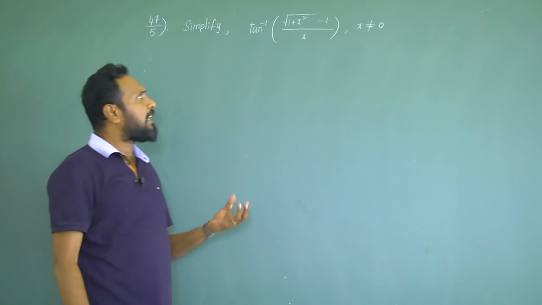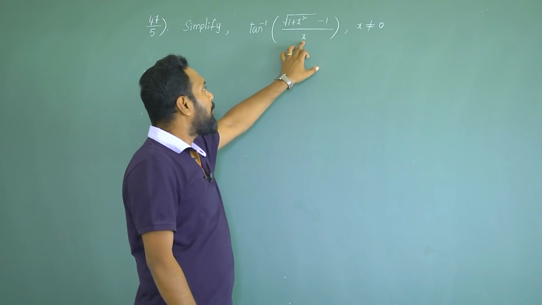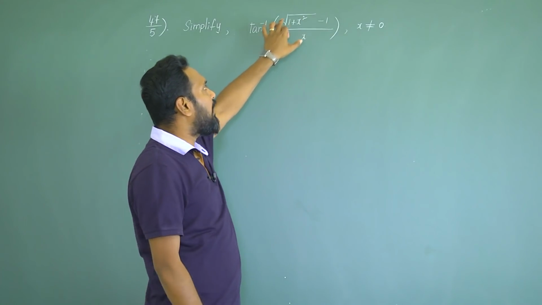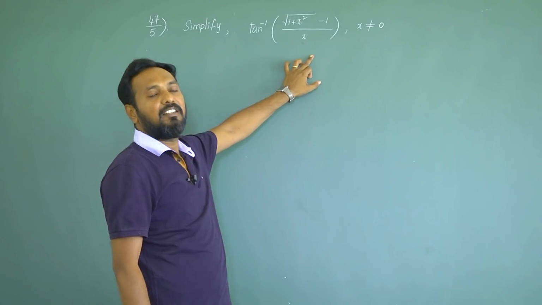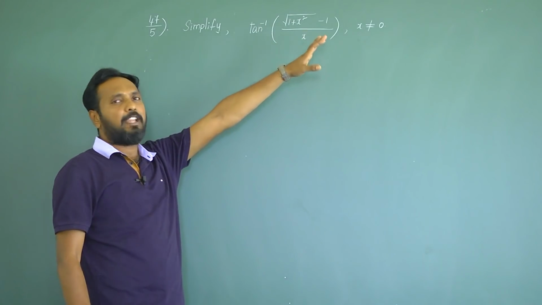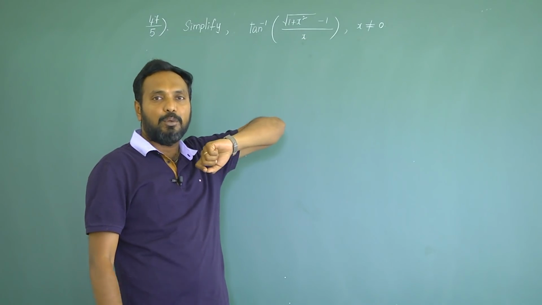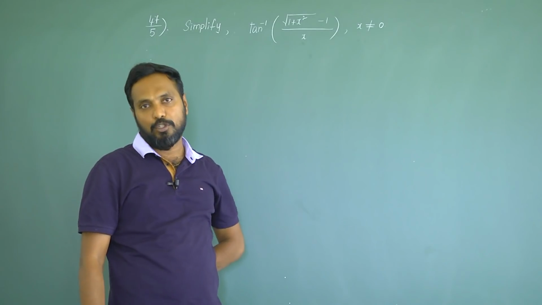Why have they given the condition x not equal to 0 for this problem? If it is equal to 0, the total value becomes undefined. You will get tan 90 degrees. Tan inverse of tan pi by 2 equals pi by 2, but pi by 2 is not included in the range of tan inverse.